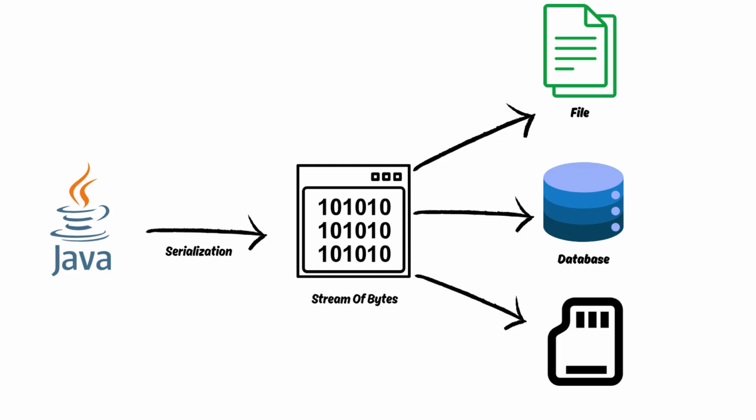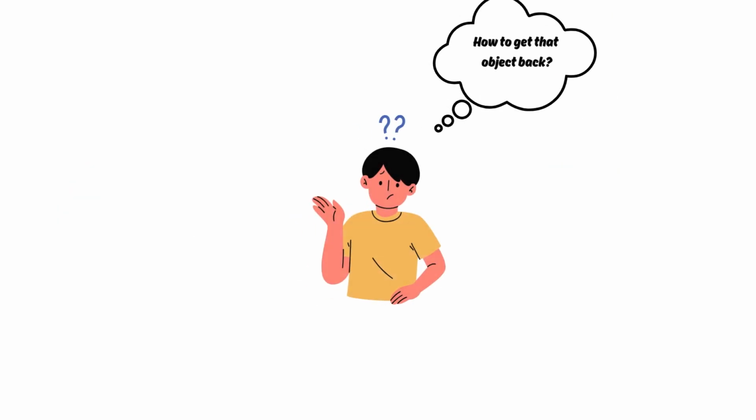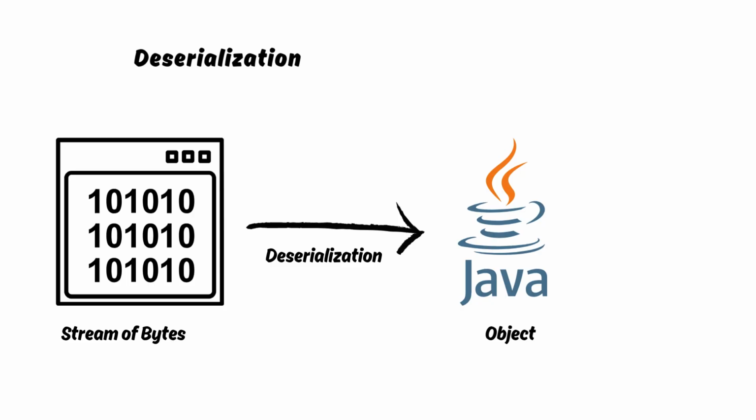This makes it easy to save the object to a file, send it over a network, or store it somewhere temporarily. And when you want that object back, you deserialize it. That means converting the byte stream back into a Java object. So it's basically a way to freeze and unfreeze objects.